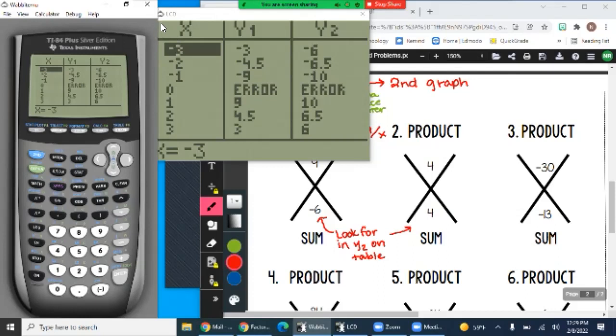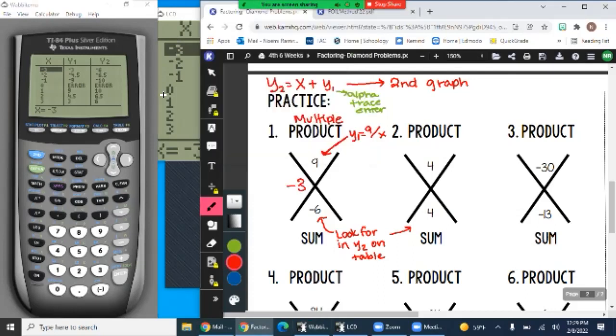So here's my -6. What two numbers are next to it? -3 and -3. So those are the two numbers. Those are my answers. -3 times -3 gives me 9. -3 plus -3 gives me -6. That's the way to find the answer for your diamond every single time.